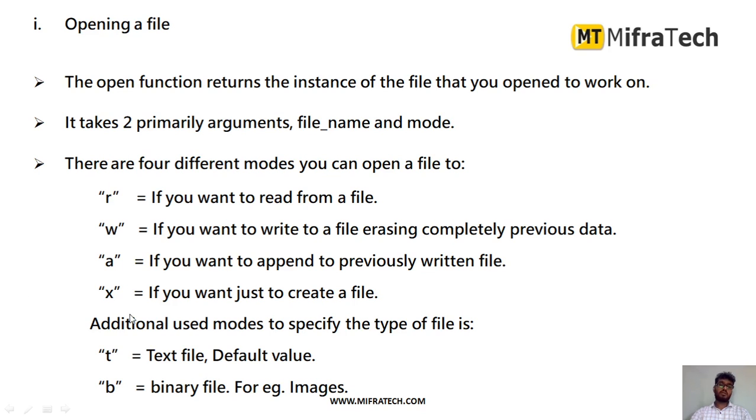There is one mode called X. What X means is create: in order to create a new file we can make use of X. There are additional modes we can also use, that is T. In order to open a text file, which is the default, you can make use of T. And B means in order to open a binary file, you can make use of B mode.